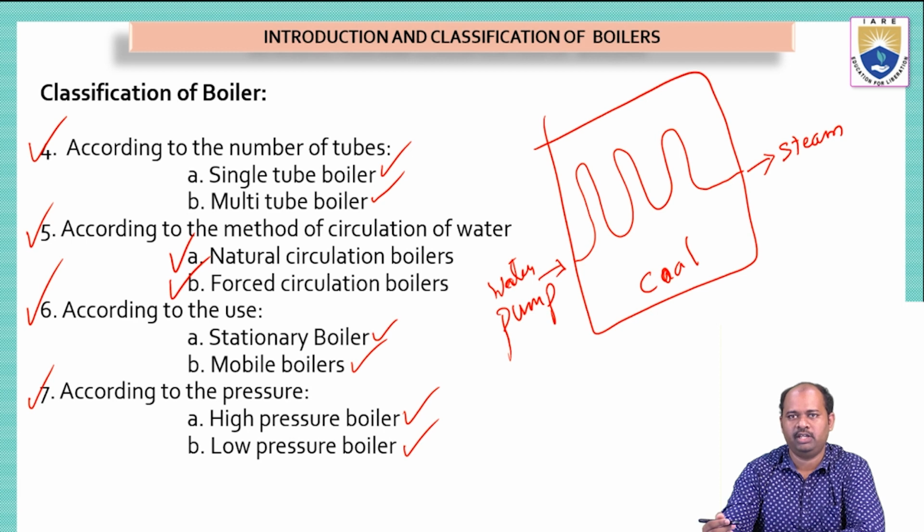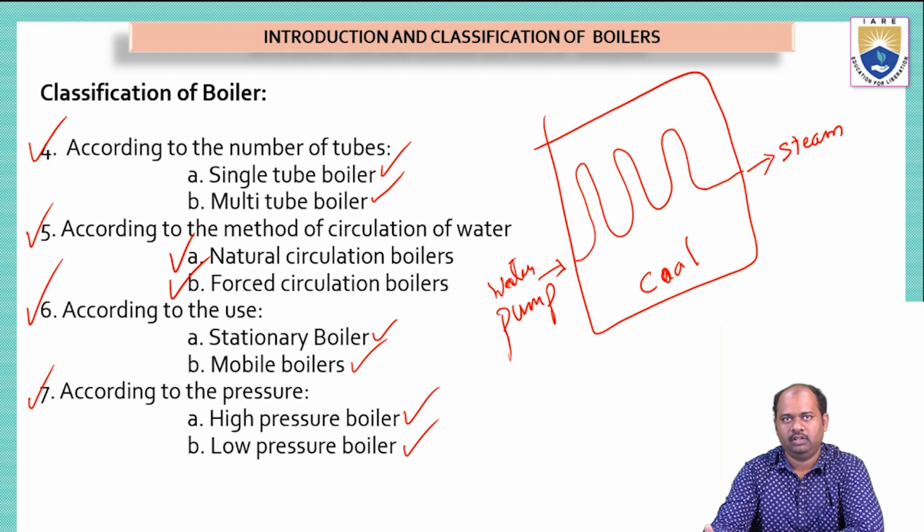This kind of boiler is used in thermal power plants. The low pressure boilers are nothing but the boilers which have low pressure. These are generally used where we have to heat a particular room, or for small applications like cooking, etc. We use steam for cooking also.